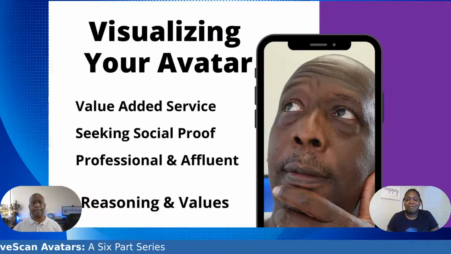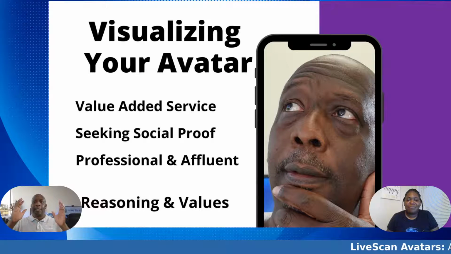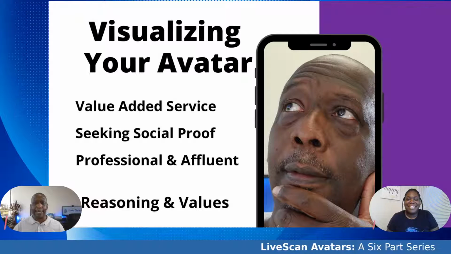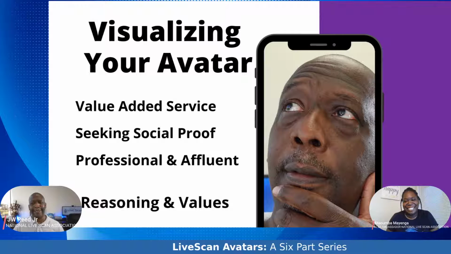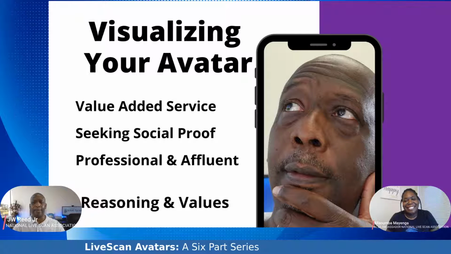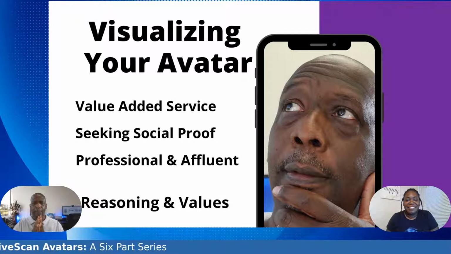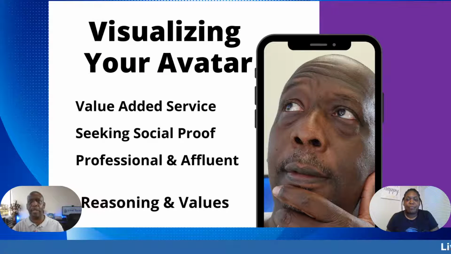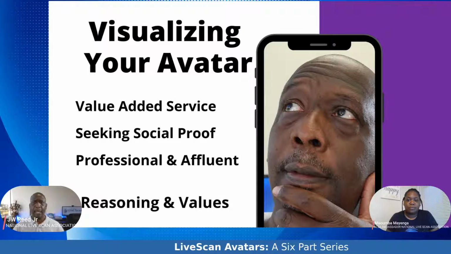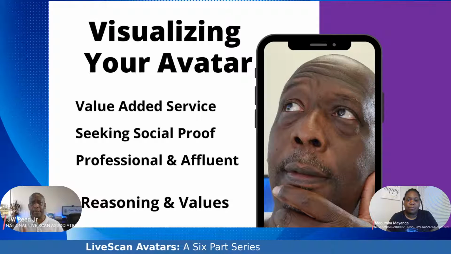And I keep saying this. I really want you guys to understand this. I want you to really visualize, paint a picture. Do they look like the cool guy in the picture right now? Check out his hairstyle. He looks pretty good. But visualize your avatar. You want to make sure your avatar recognizes the services you bring to the table. I'm looking for an avatar with value-added services. I'm looking for an avatar who appreciates the services I bring to the table.